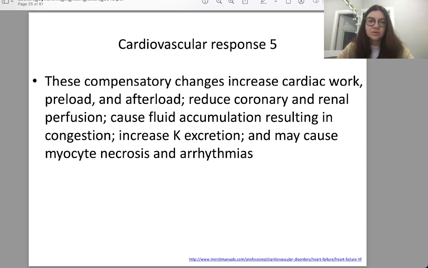Next, in cardiovascular response. These compensatory changes increase cardiac work, preload and afterload, reduce coronary and renal perfusion, cause fluid accumulation resulting in congestion, increase potassium secretion, and may cause myocyte necrosis and arrhythmias.